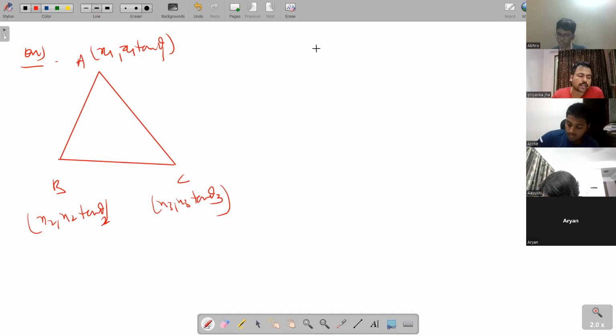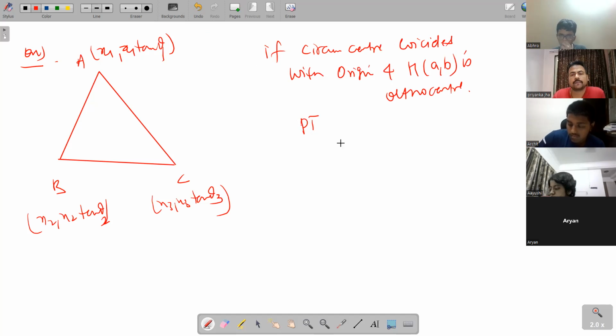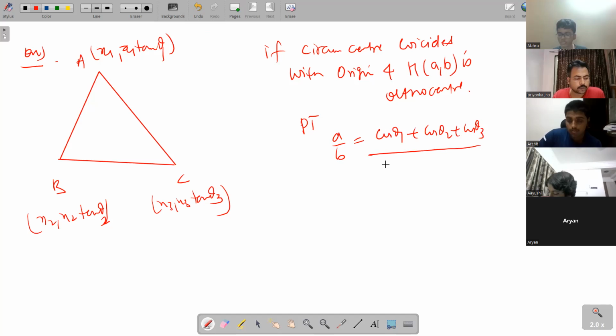Question says that if the circumcenter of triangle ABC coincides with the origin, meaning the origin is your circumcenter, and H, that is (A, B), is the orthocenter, you have to prove that A by B equals cos theta 1 plus cos theta 2 plus cos theta 3 upon sin theta 1 plus sin theta 2 plus sin theta 3. Solve this. Try this at least.